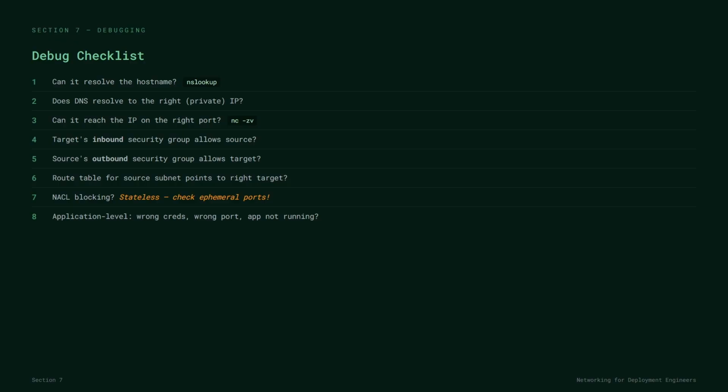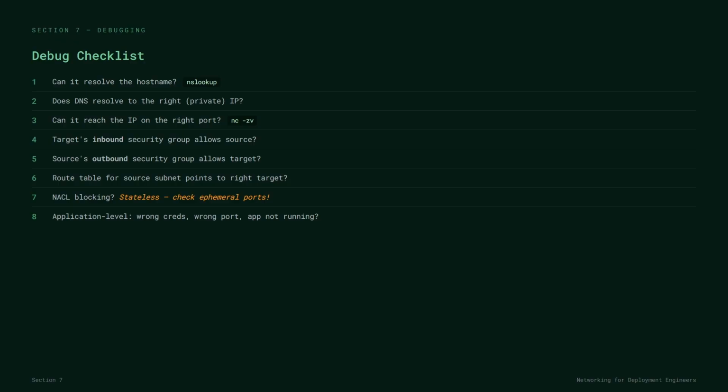Step 3 is security group on the target. Look at the target's inbound security group rules. Is there a rule allowing traffic on the right port from the right source? Is the source correct? Is the port correct? Step 4 is security group on the source. Check the outbound rules. Hardened environments will have restrictive outbound rules too.